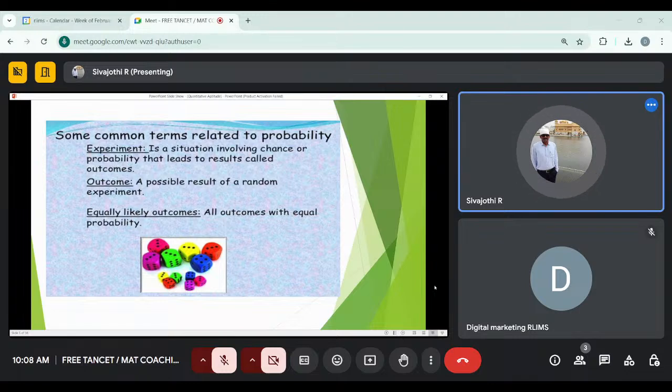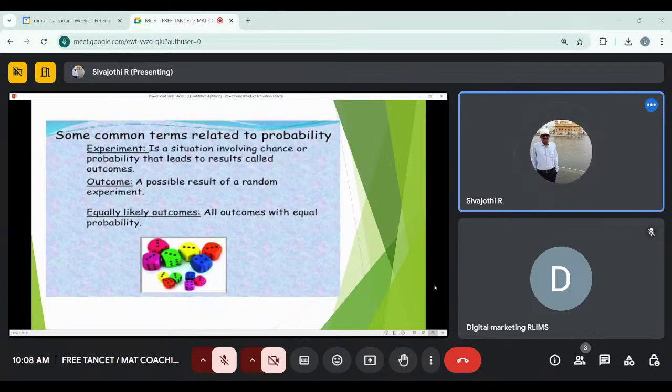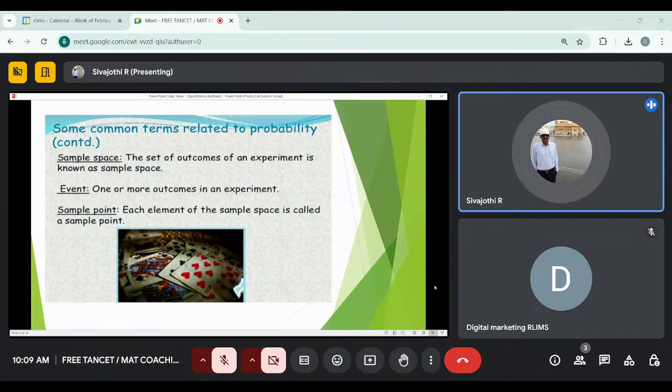Equally likely outcomes are outcomes with equal probability. We have equal chances of getting the values 1, 2, 3, 4, 5 and 6. That is called equally likely outcomes. I will show another example: a pack of cards. It contains 52 cards. Sample space: the set of outcomes of an experiment is known as the sample space.